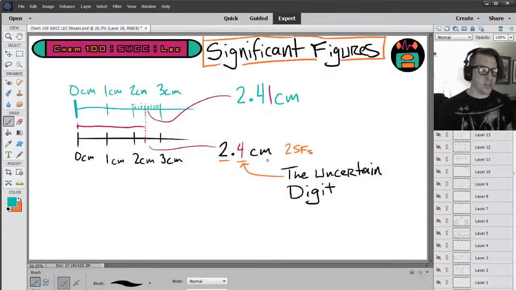And maybe you're going, Josh, that doesn't look like 2.41 to me. That looks like it's exactly on 2.4. I'm going to call this exactly 2.4. And guess what? You can, as long as you call it 2.40.